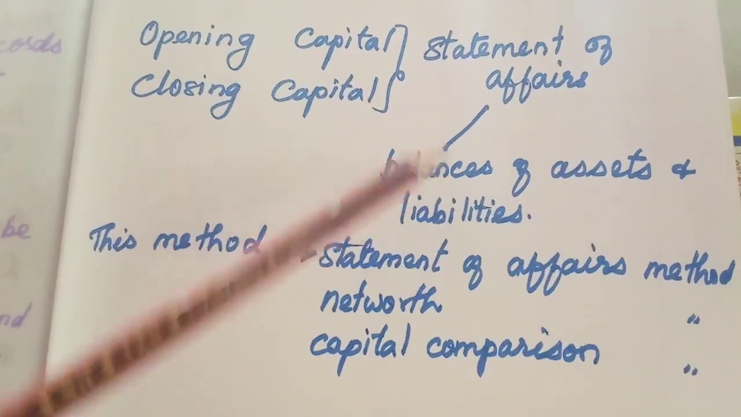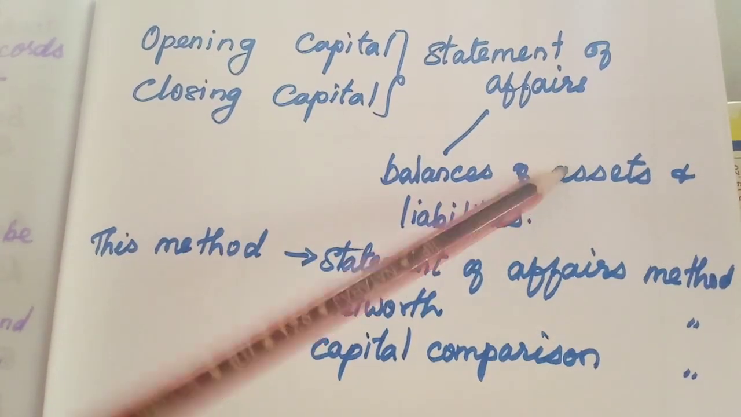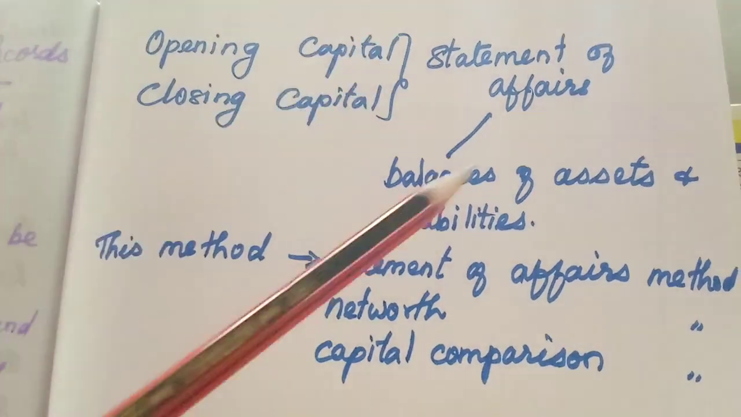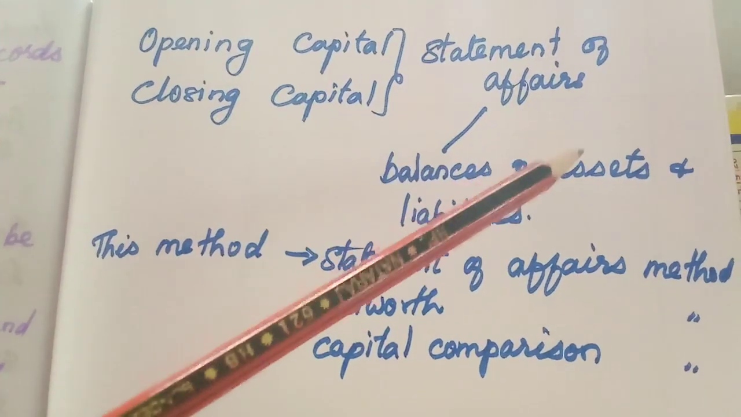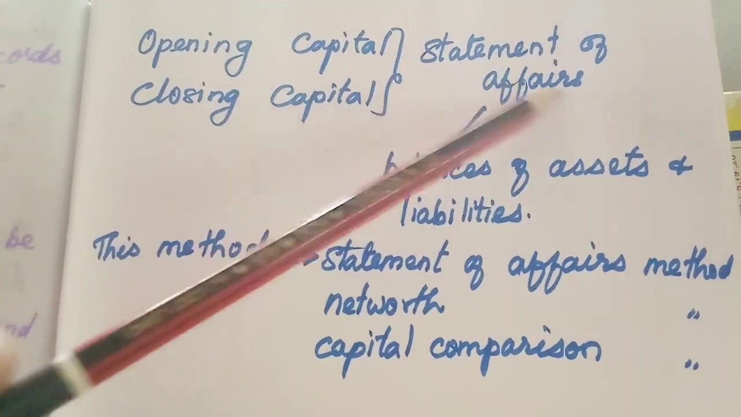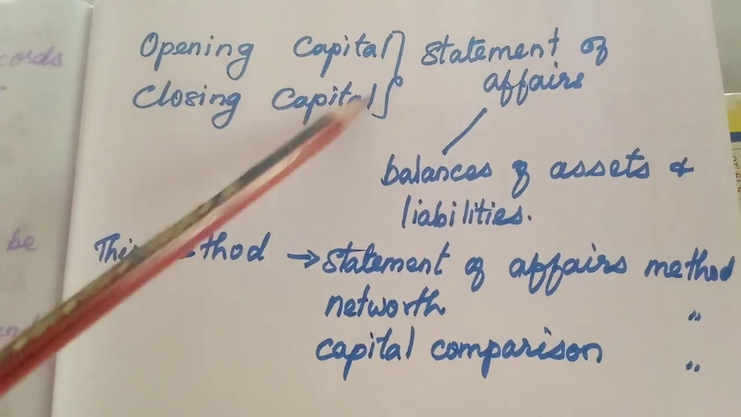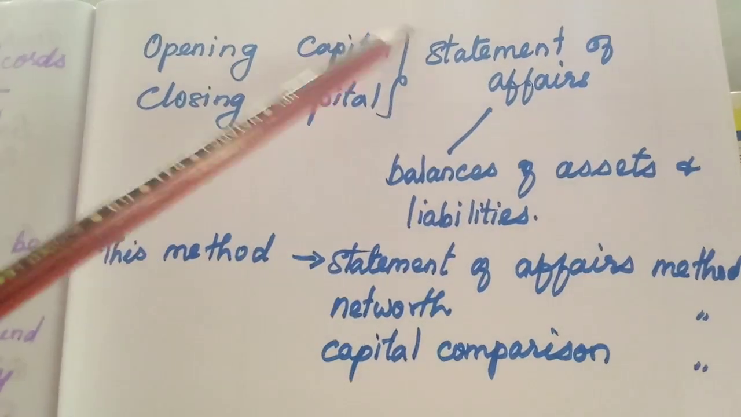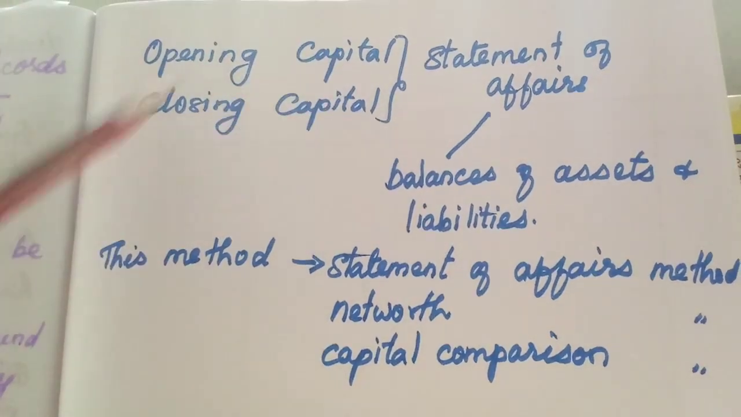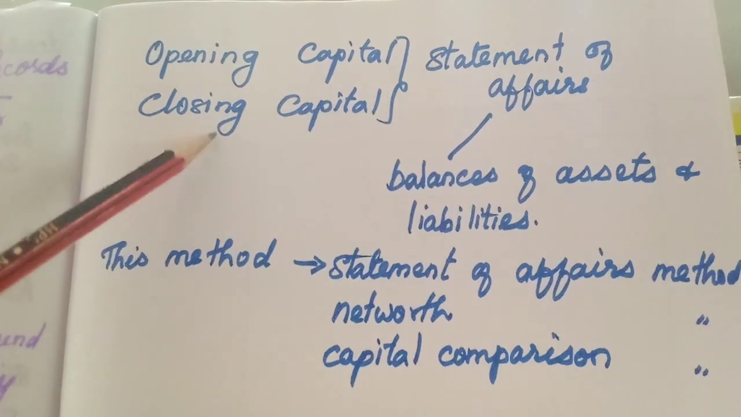You know very well that in the balance sheet we enter the assets on the right side and liabilities on the left side. In the same way, they may provide some items as assets and liabilities. From that we have to prepare the statement of affairs. The balance amount will be the capital. So from the opening statement of affairs we can calculate the opening capital, and from the closing statement of affairs we can calculate the closing capital.